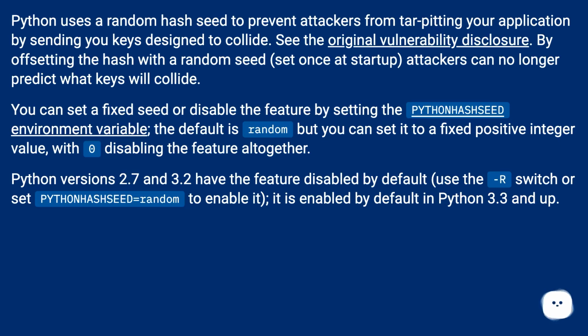By offsetting the hash with a random seed set once at startup, the attackers can no longer predict what keys will collide. You can set a fixed seed or disable the feature by setting the PYTHONHASHSEED environment variable. The default is random, but you can set it to a fixed positive integer value, with 0 disabling the feature altogether. Python versions 2.7 and 3.2 have the feature disabled by default. To use the switch -R or set PYTHONHASHSEED=random to enable it. It is enabled by default in Python 3.3 and up.